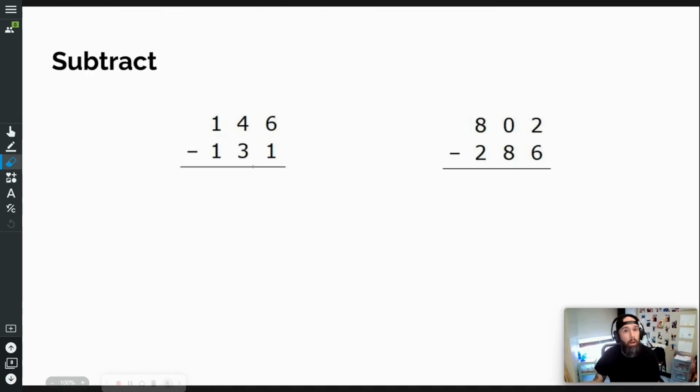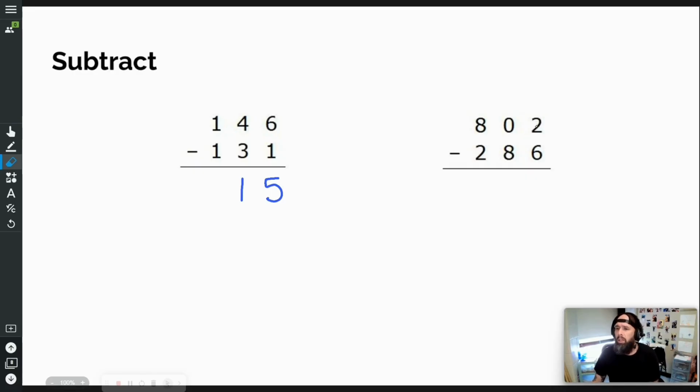146 minus 131. Start all the way to the right. 6 minus 1, 5. 4 minus 3, 1. 1 minus 1, nothing. I didn't have to borrow. It's a nice start. Can't say that about this.